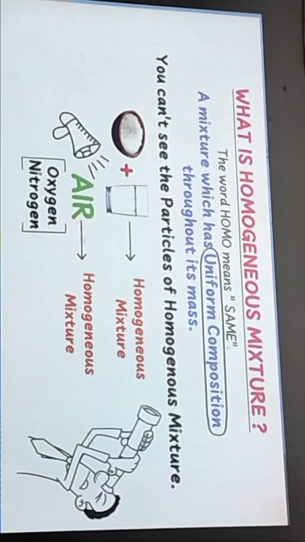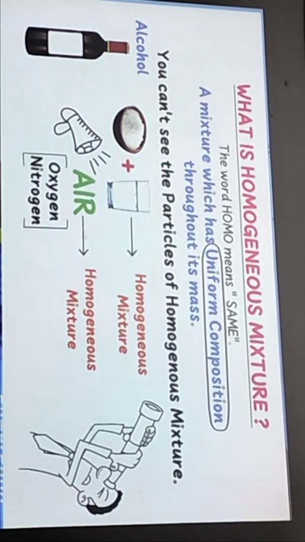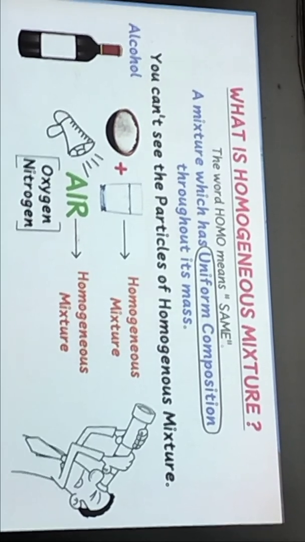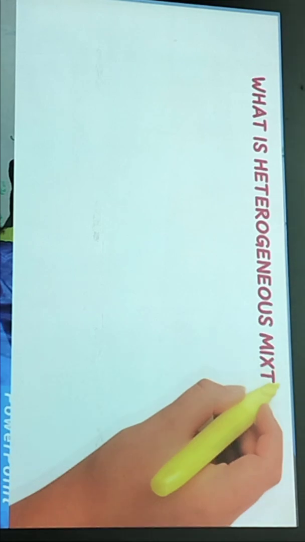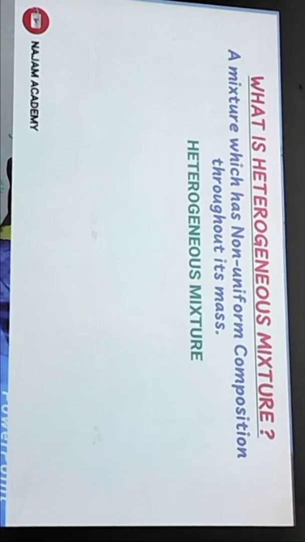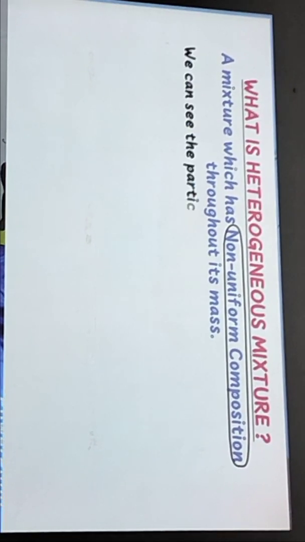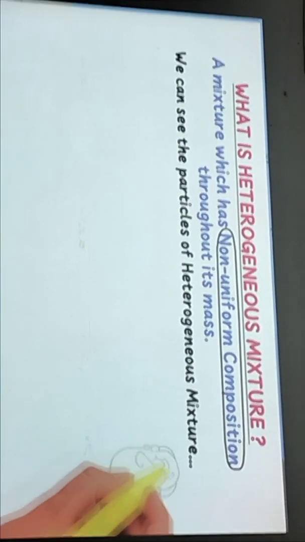One last example of homogeneous mixture is alcohol. It has also uniform composition throughout its mass, and we therefore call it a homogeneous mixture. Now what is heterogeneous mixture? A mixture which has non-uniform composition throughout its mass is known as a heterogeneous mixture. By non-uniform composition, we mean that we see the particles of substances within the heterogeneous mixture with naked eye.